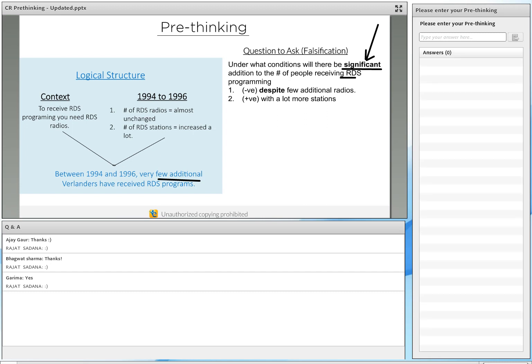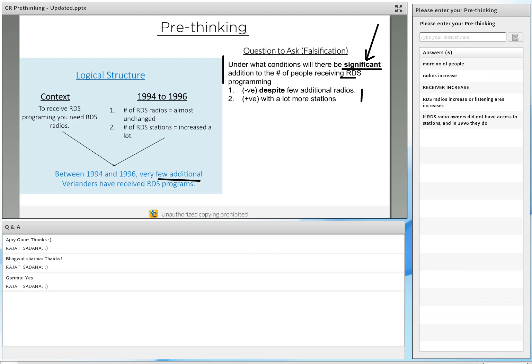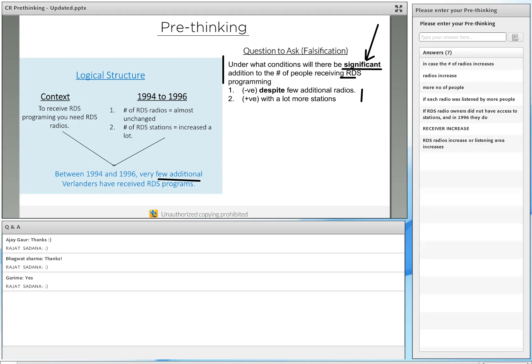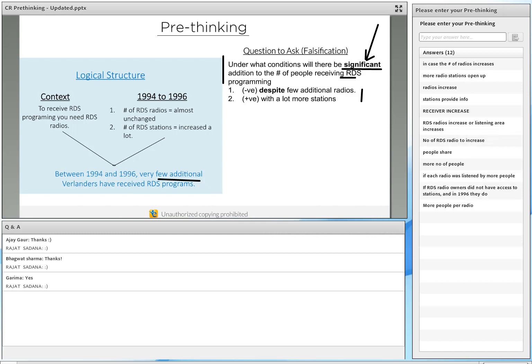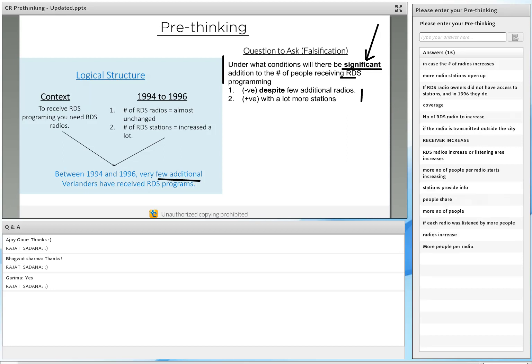Given that there are very few additional radios, and given that there are a lot more transmitting stations, who can help me formulate falsification scenarios? Under what situation or scenario will there be a significant addition given these pieces of information? Can you tell me some scenarios? If more number of people, what? The number of radios cannot increase. There are very few additional radios. You can't go against the facts in the argument.